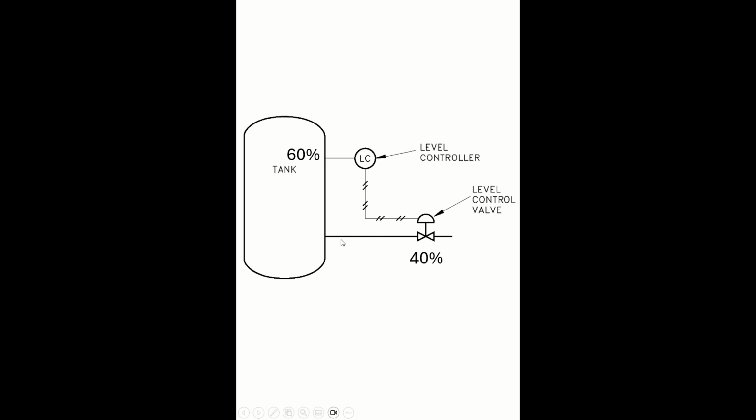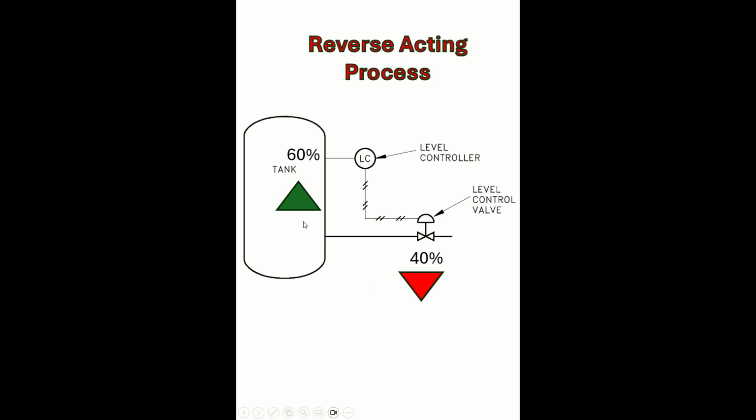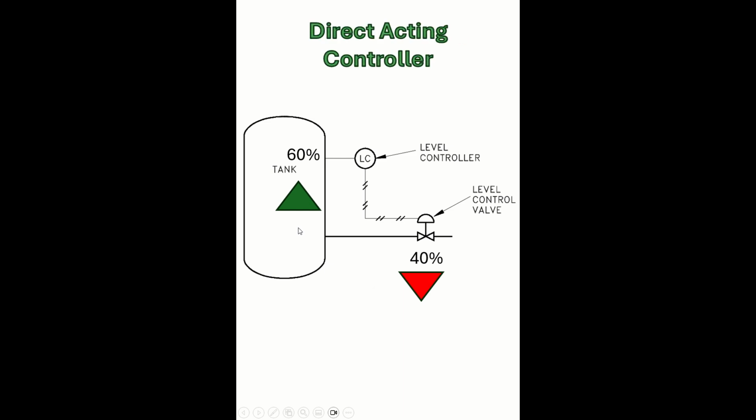Since this is taking the material out of the tank, when you close the outlet valve the level will increase, right? So you have a decrease in manipulated variable causing an increase in the process variable, which according to our definition is a reverse acting process. And to control a reverse acting process you need a direct acting controller. So the level controller here is to be configured as a direct acting controller.